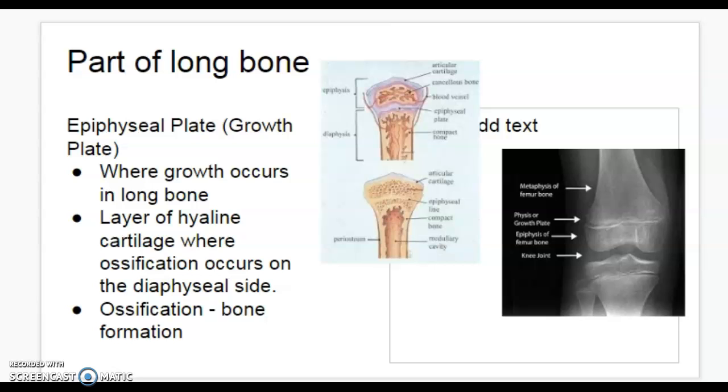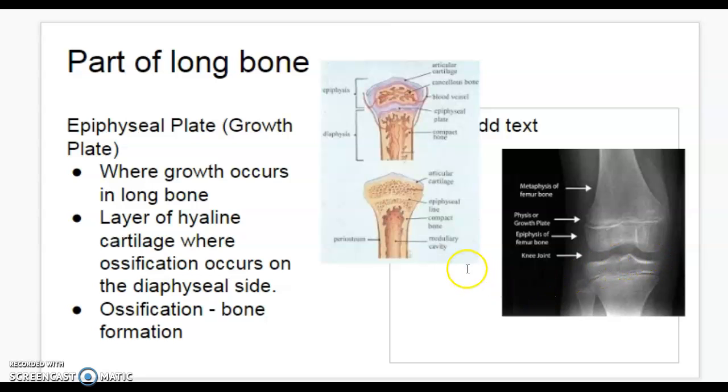The epiphyseal plate is another part of the long bone. This is where actually growth takes place, so it's also called the growth plate. So you can see this division between the epiphysis and the diaphysis. It's a layer of cartilage there, and ossification, which means it's bone formation, occurs there. Now you can see this x-ray. Usually people don't stop growing until around 20, 25, obviously when you get older, in high school you begin to slow down.